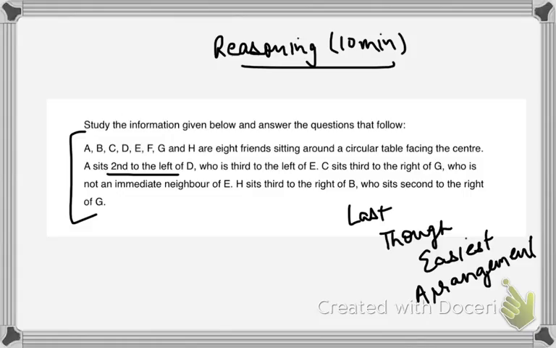Now, looking at this example, taking out this example only, there are 8 friends, and the first statement here is that A sits second to the left of D, who is third to the left of E.